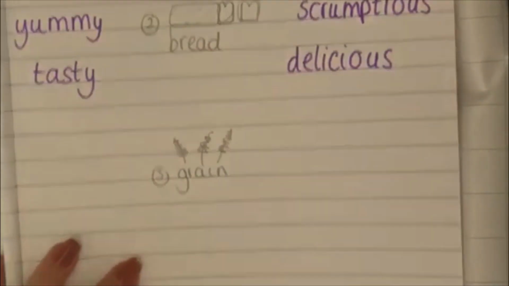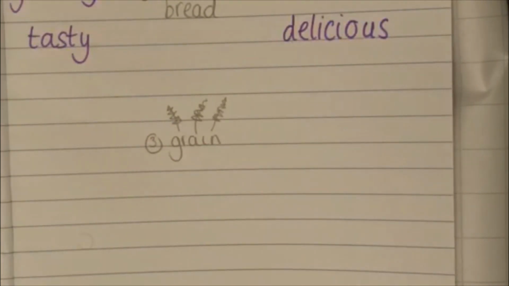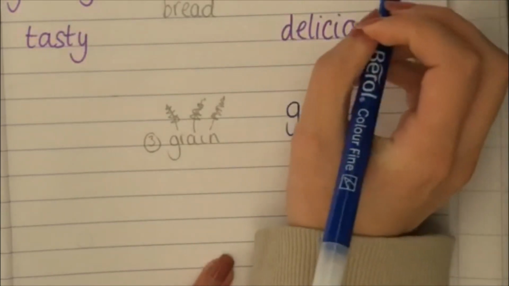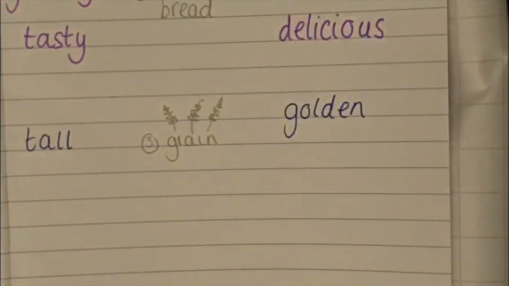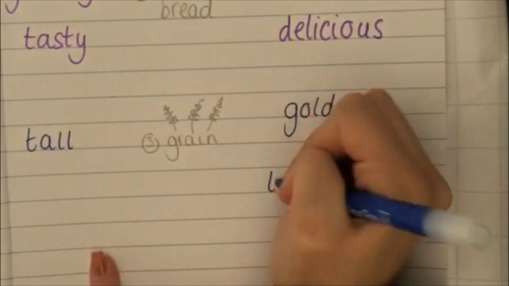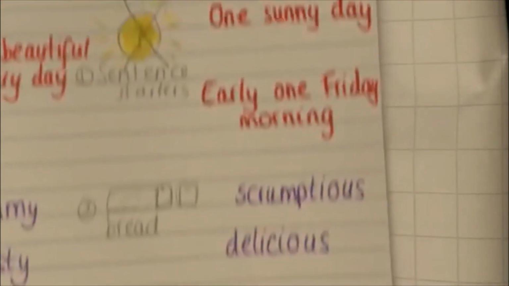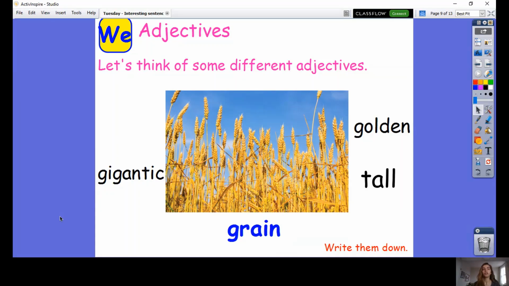So underneath my bread, we're now doing adjectives for our grain. I have copied the spelling of grain. Now I get to come up with some adjectives. I like the adjective golden. I think mine could be tall. And maybe the top bit's quite thick. And those are my adjectives. So now I have everything ready for later for my writing. You have two minutes to write three adjectives. Pause the video and off you go.